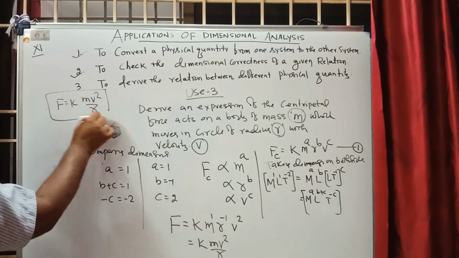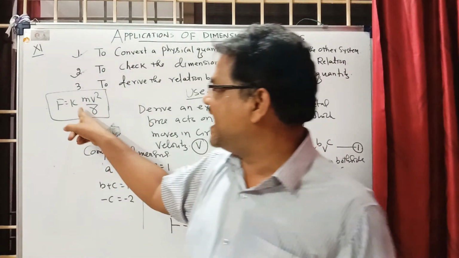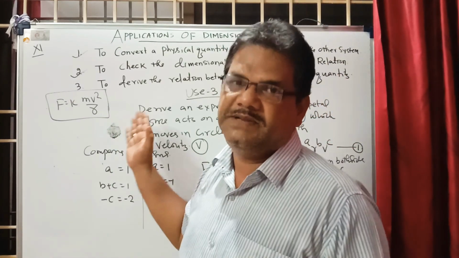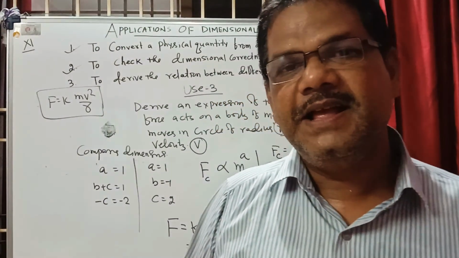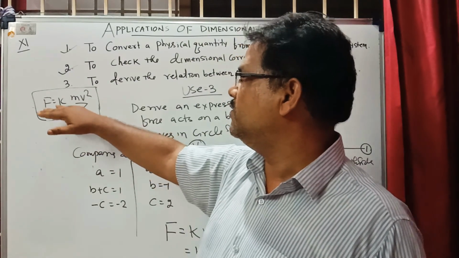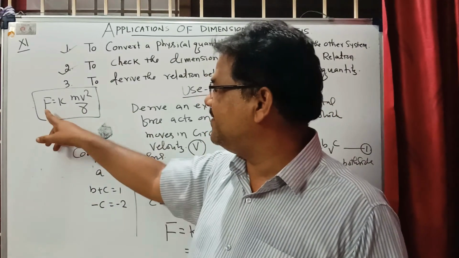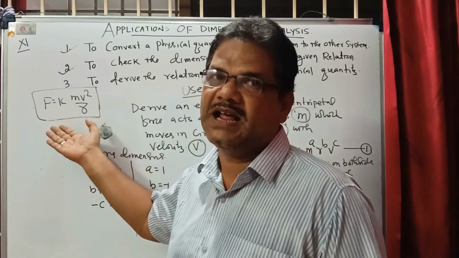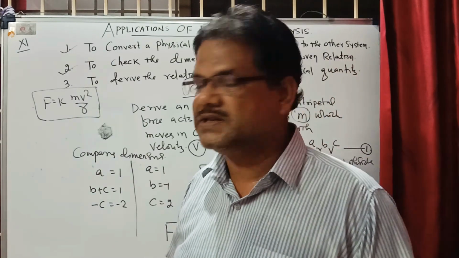So students, mind it: in dimensional analysis we cannot find the value of this K, because K, the proportionality constant, cannot be determined with the help of dimensional analysis. The value of K can be obtained by experiment. So the final result is F equal to K m v square by r. Actually, you know that the expression for the centripetal force is F equal to m v square by r, but in dimensional analysis we cannot find the numerical value of that proportionality constant.